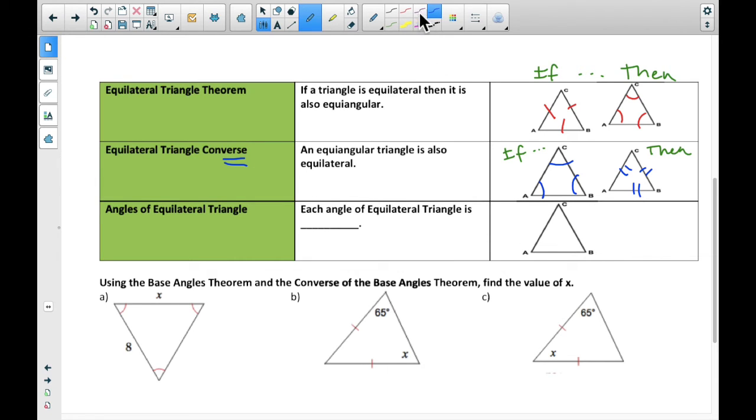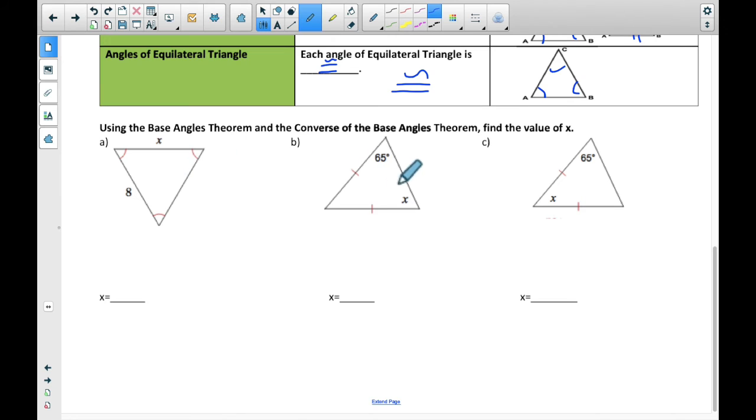And finally, each angle of the equilateral triangle is congruent. Remember, the symbol for congruent is this. I had a hard time fitting it in there, but that's the congruent symbol. So if this is an equilateral triangle, then all of these are congruent to each other, and that means, of course, they're all 60 degrees.